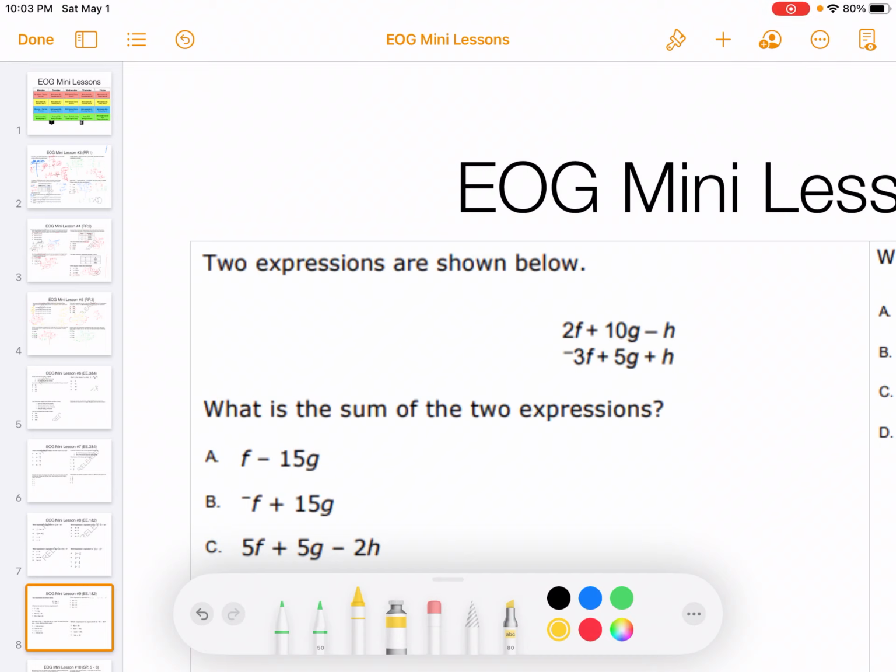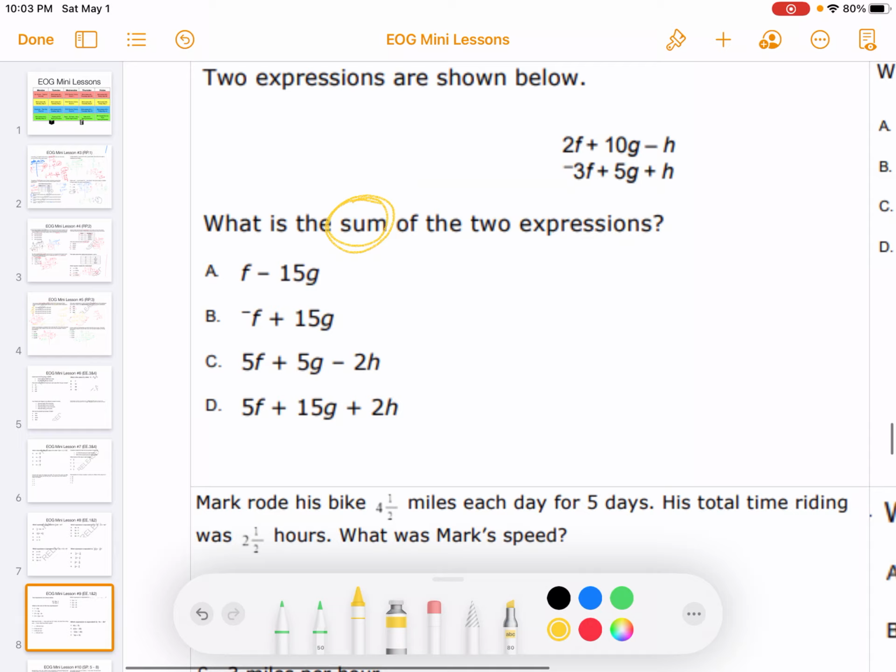Alright, EOG Mini Lesson number 9. Two expressions are shown below. What is the sum of the two expressions? So they want me to combine my like terms.